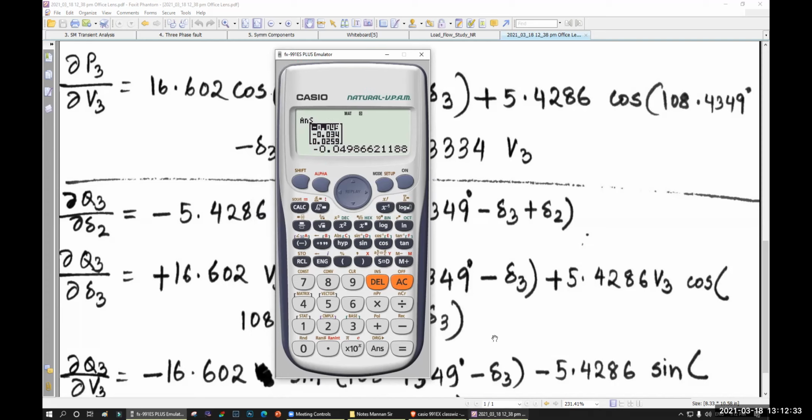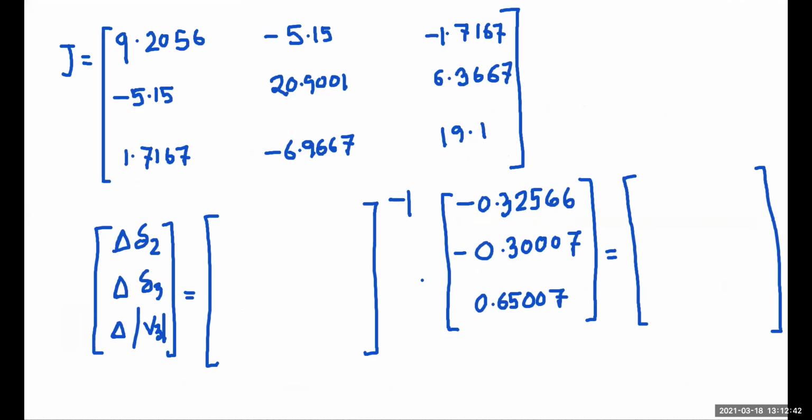Okay, everyone? Now, this is your matrix. Let's write here. I'm going to write. See this one, everyone. This is 0.049866. Okay, fine. There's the first one.